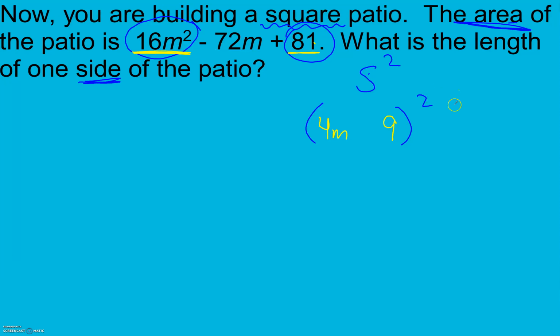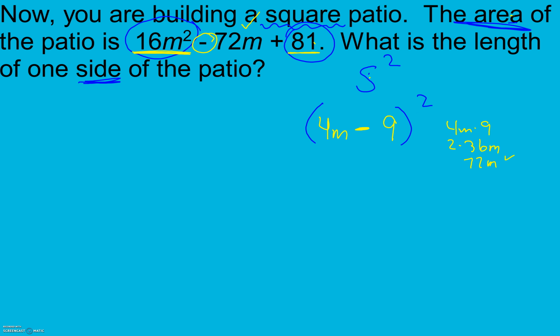So we multiply our two factors together, 4m times 9, and double it to get 72m, which matches there. So we know it's a perfect square trinomial. The sign in the middle is what we give our polynomial, and we know it's squared here because we took side squared to get our area.